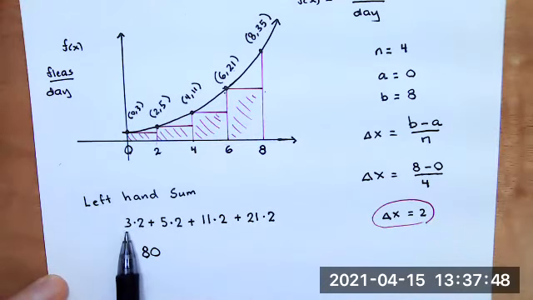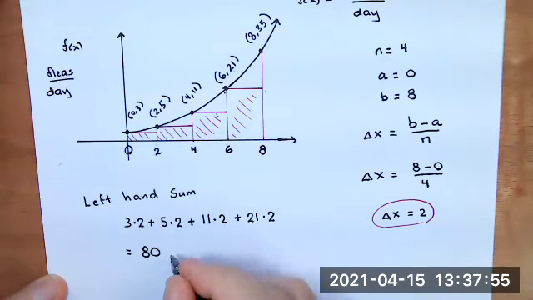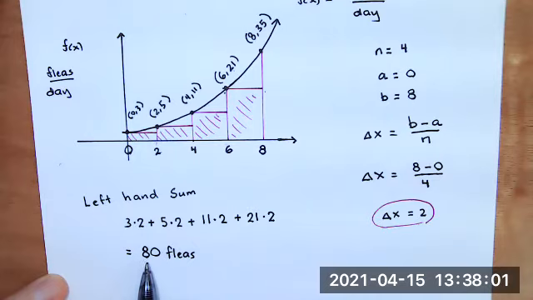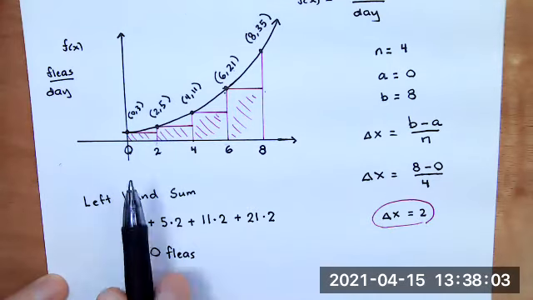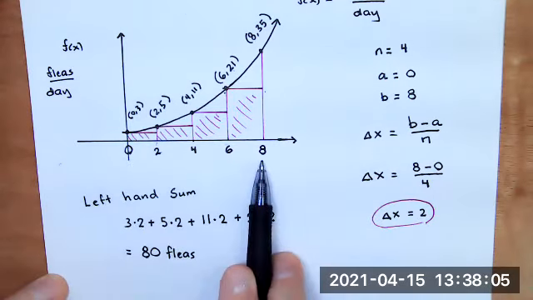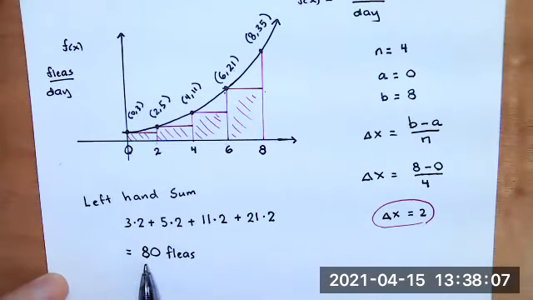We're multiplying the height, which is fleas per day, times the width, which is days. We get an underestimate of 80 fleas. So that means from day 0 to day 8, at least 80 fleas jumped on the cat. All right, let's do the right-hand sum. I'm going to draw this graph again, just so it's not too messy.